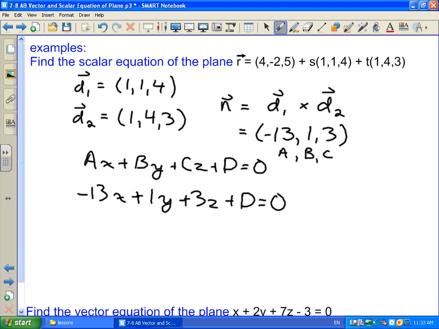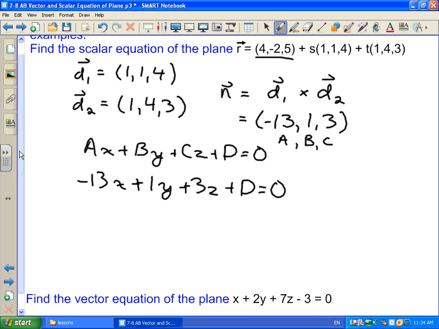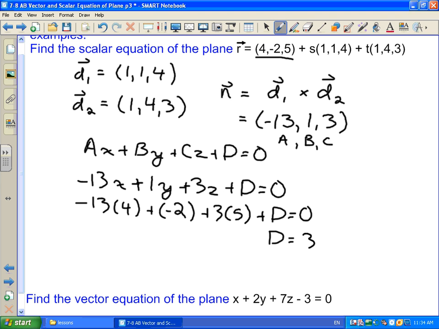Now, we want something that we can sub in for x, y, and z. Well, fortunately, the vector equation gives us a point that we know is on the plane, (4, -2, 5). So we can sub those values in for x, y, and z. So we'll have negative 13 times 4 plus our y is just going to be negative 2 plus 3 times 5 plus D equals 0. And we can just solve this thing for D. We can do all this math in our head, and we get D equals 39.